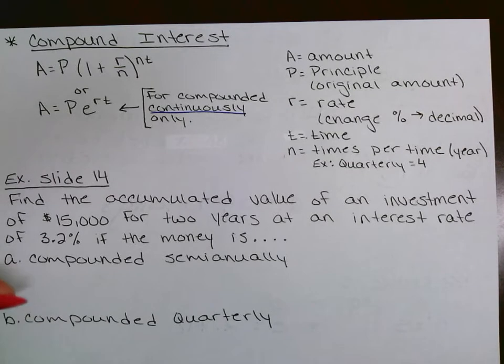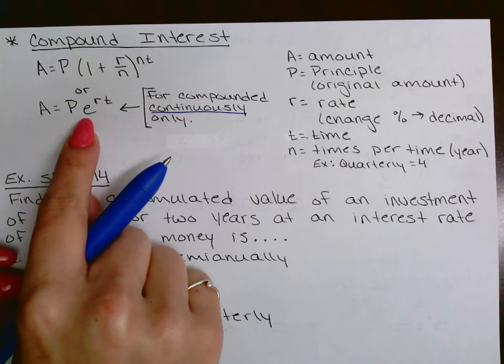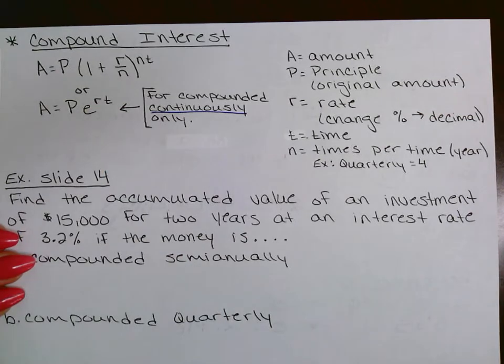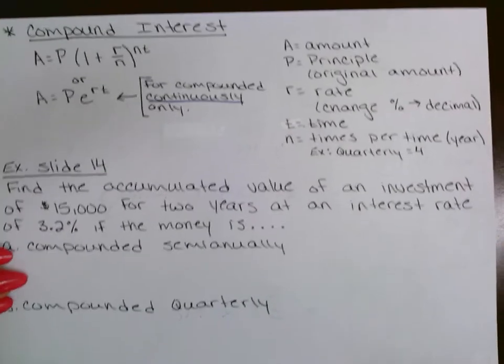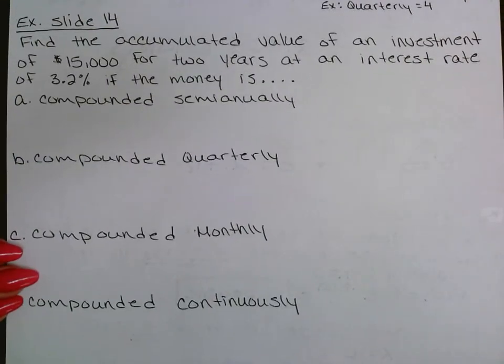You might have heard the acronym PERT, but it's P, principal, times E, raised to rate times time. Okay? So let's look at this question we have here. It says, find the accumulated value of an investment. So when you are investing, you are the one making the money, okay?